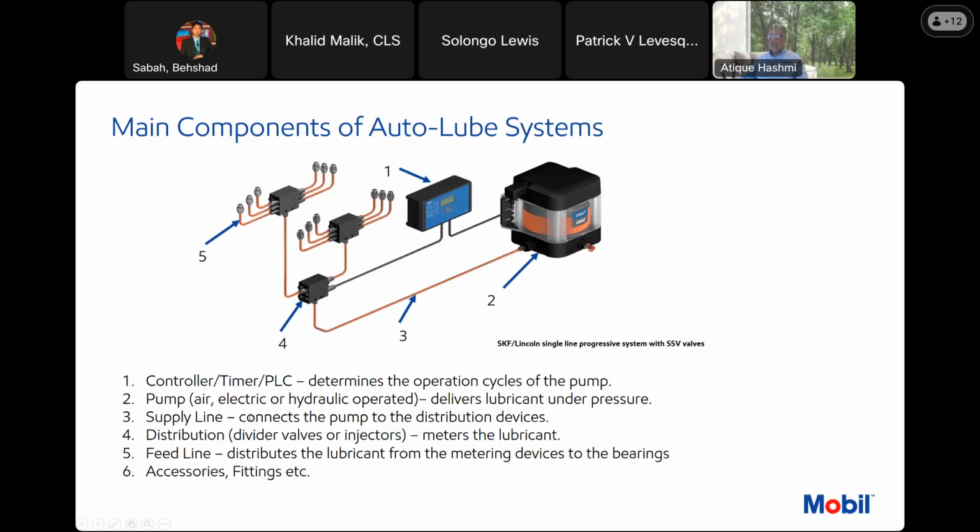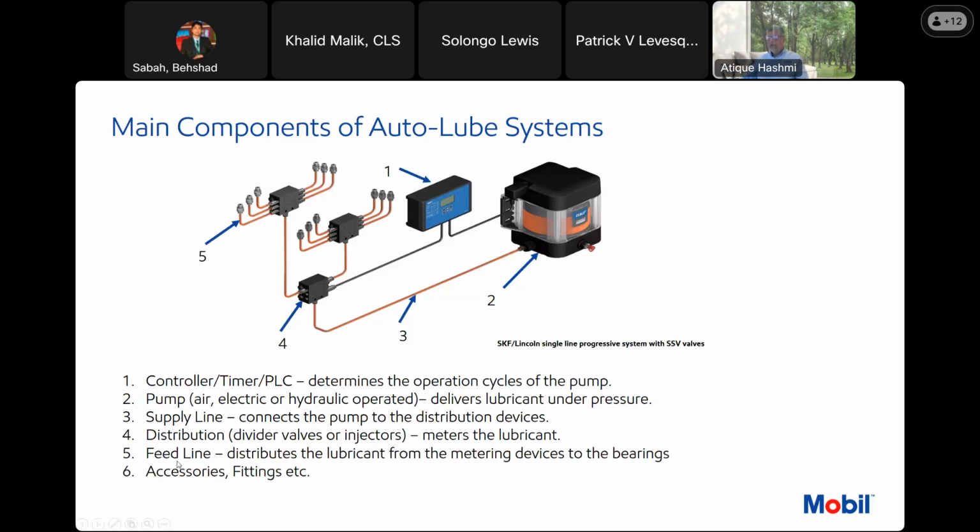And then the third main component would be the supply line. Supply line would supply lubricant from the pump to the main divider block. And one thing I want to say is that there are so many different names in industry of these distribution blocks. So you will hear distribution blocks, divider blocks, and there are some other names which I don't exactly remember. But if you hear me saying one name, this means my training was done with that name. So distribution divider valves or injectors, they meter the lubricant through the feed line.